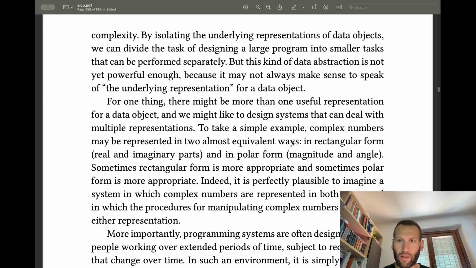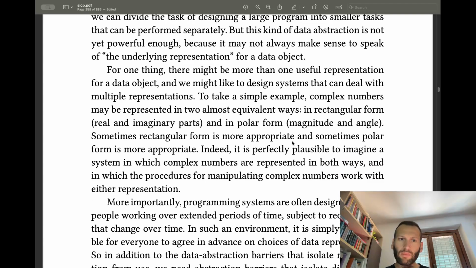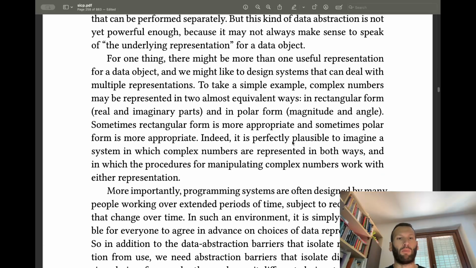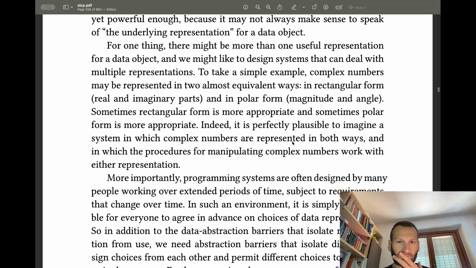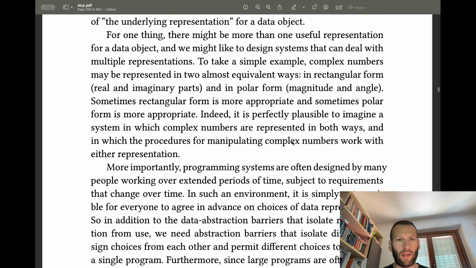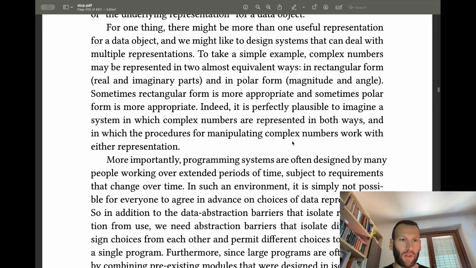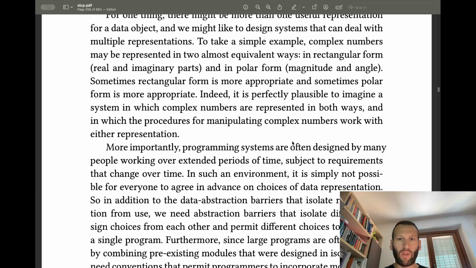But this kind of data abstraction is not yet powerful enough, because it may not always make sense to speak of the underlying representation for a data object. For one thing, there might be more than one useful representation for a data object, and we might like to design systems that can deal with multiple representations. To take a simple example, complex numbers may be represented in two almost equivalent ways: in rectangular form, real and imaginary parts, and in polar form, magnitude and angle. Sometimes rectangular form is more appropriate and sometimes polar form is more appropriate.